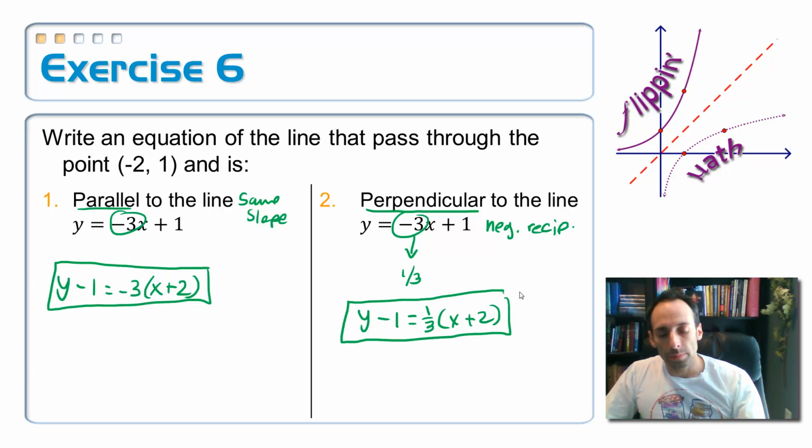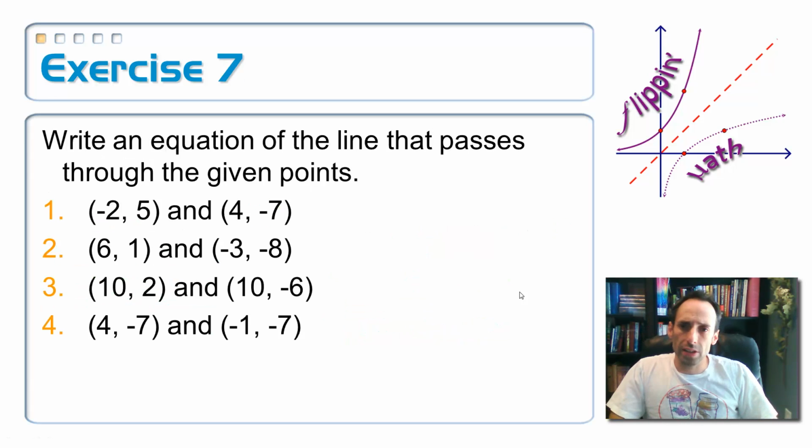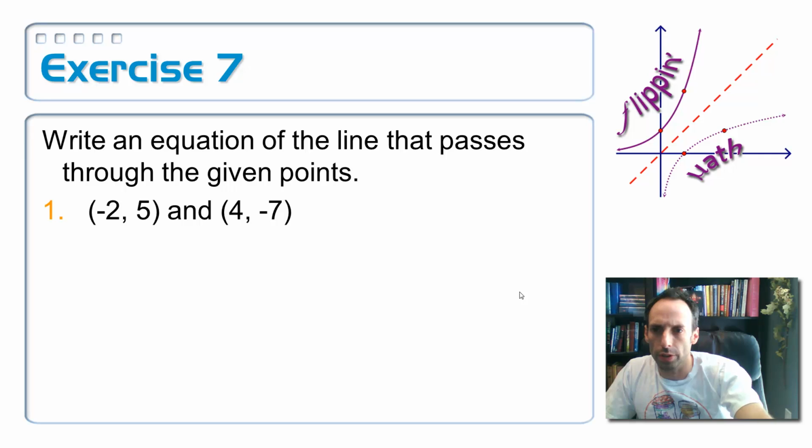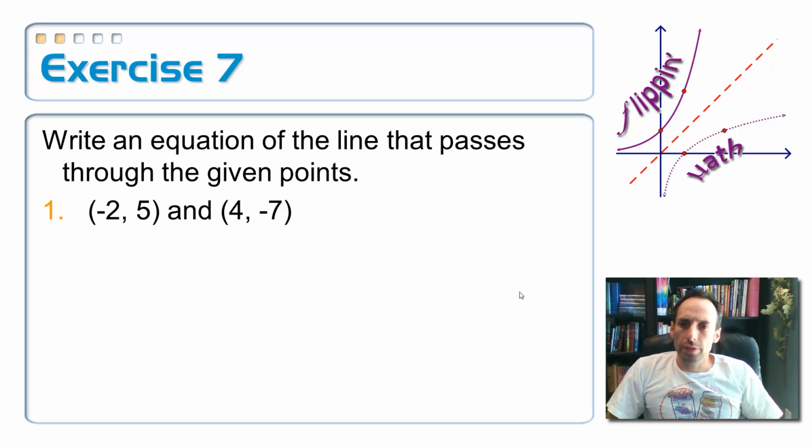And it's done. Okay, so the last bit of this is, now I have 2 points. We did it with a point and a slope. We've done it with a slope and a y-intercept, and now we have 2 points. So let's take the first one together. You'll do the rest of them yourself. Okay, so I've got (-2, 5) and (4, -7).